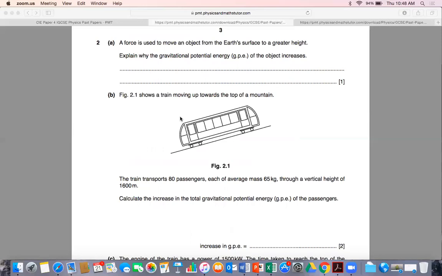A force is used to move an object from the Earth's surface to a greater height. Why does the GPE of the object increase? Because it's further away from the center of the Earth. Okay, correct. And actually, this question, we will look at another aspect of it later on. But that's the right answer. For now, as of what you want to know, it's going further away from the center of the Earth, so the GPE increases.